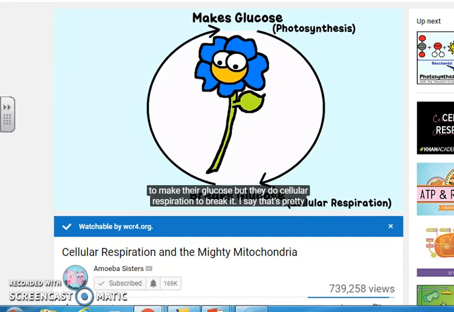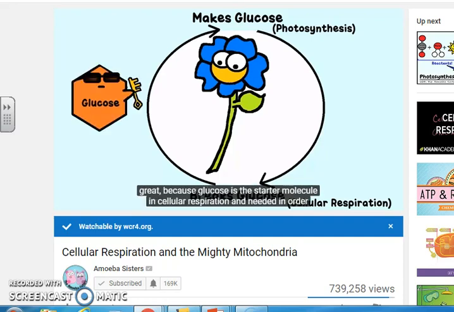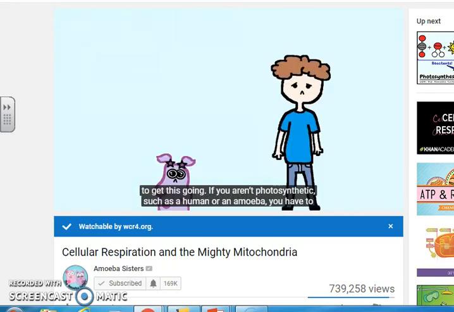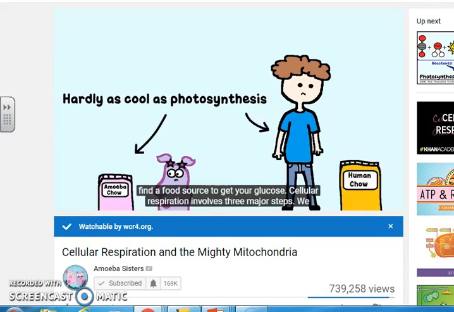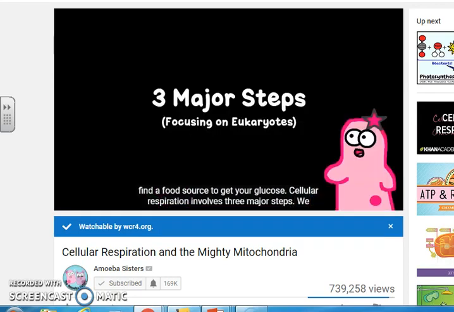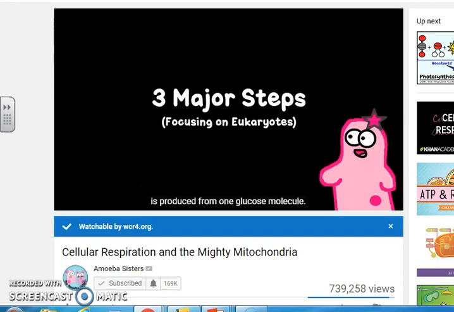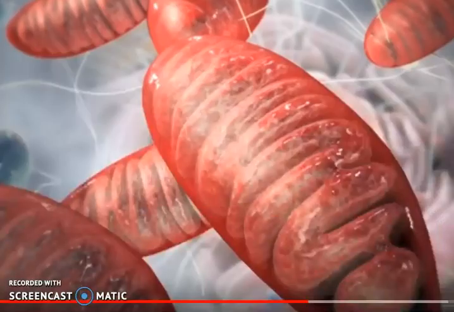I say that's pretty great because glucose is the starter molecule in cellular respiration, and it's needed in order to get all of this going. So if you aren't photosynthetic, like a human or an amoeba, you have to find a food source to get your glucose. Now, cellular respiration involves 3 major steps. We are going to assume that we are starting with one glucose molecule so that you can see what is produced from this one glucose molecule.